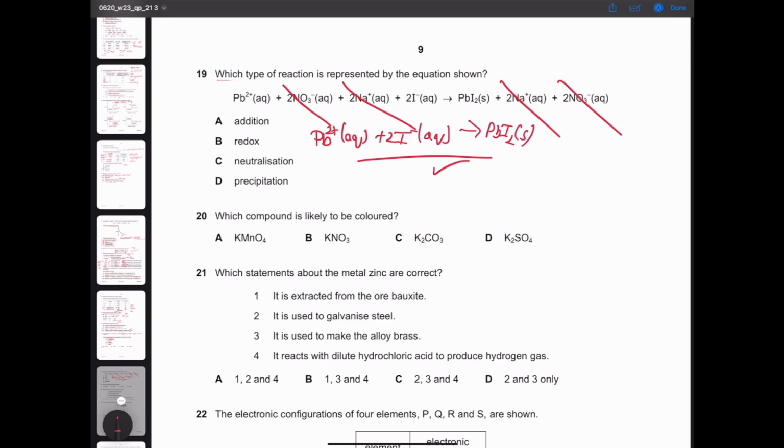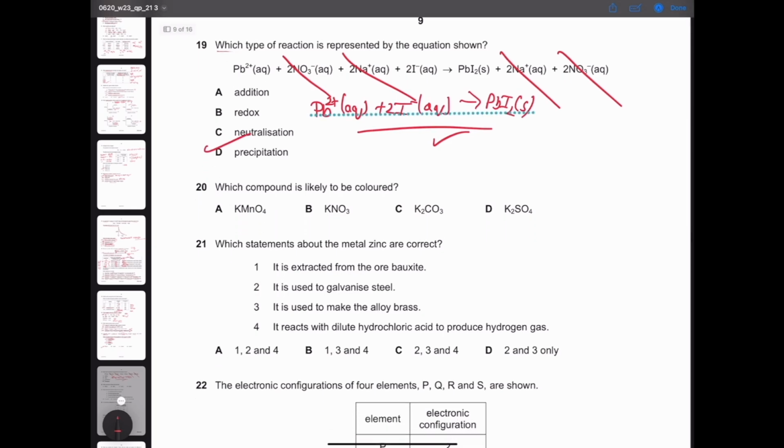D. Which compound is likely to be colored? From this we can tell it must be a transition metal. So which compound contains a transition metal? A. Manganese is a transition metal. Rest all are non-metals or metals.